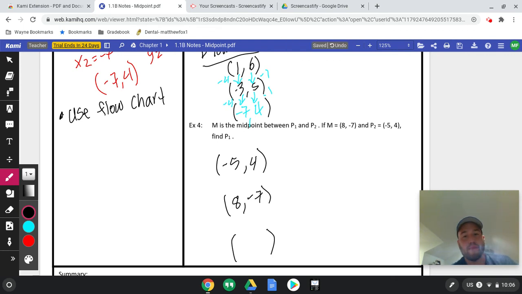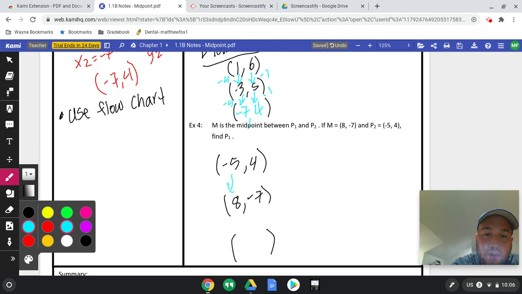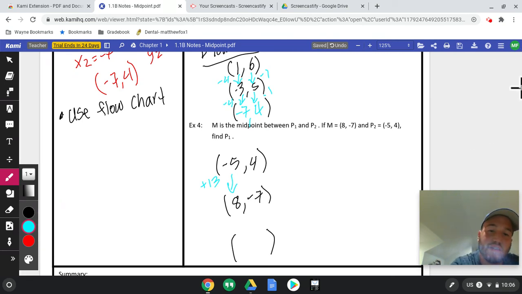So to get from -5 to 8, we'd have to add 13. -5 plus 13 leaves us with 8. So we know that the next one will also be plus 13. 8 plus 13 gives us 21. We could have put this on the graph, but when they're bigger numbers, it gets a little more difficult to do the graphing because your graph's probably not big enough. But it would have worked.